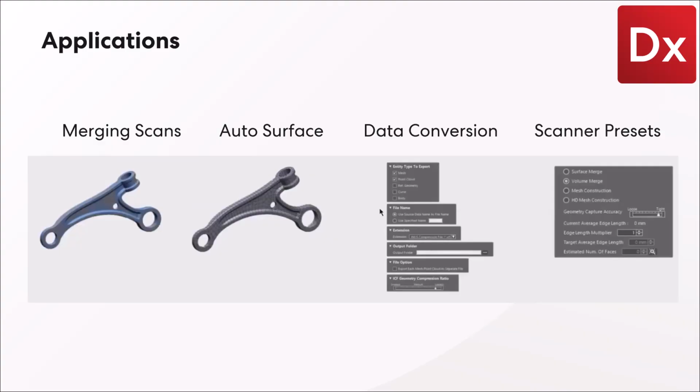Another one that saves an awful lot of time is data conversion. So there are many instances where you may want to automatically export files with different settings or different file types, and you can select those objects and then hit export and use the scan processes to batch export.